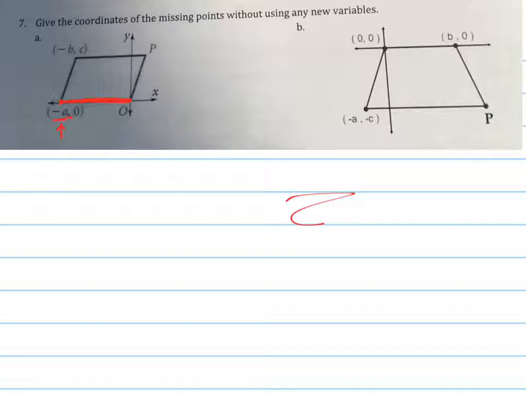Negative a. What if that number is a? What if this number was -5? What would that mean, the distance, the red line? The distance is 5. Distance is always positive. So this distance is a. From here to here, that distance is a.